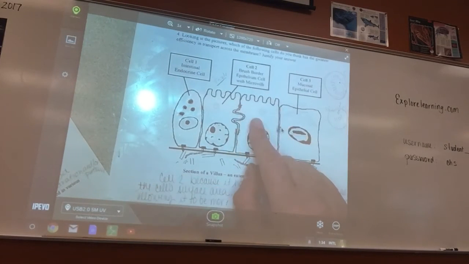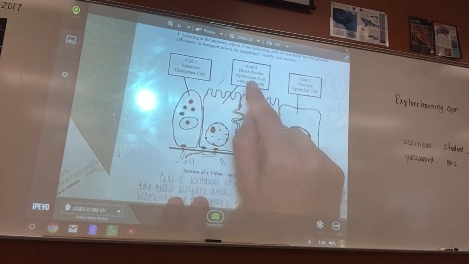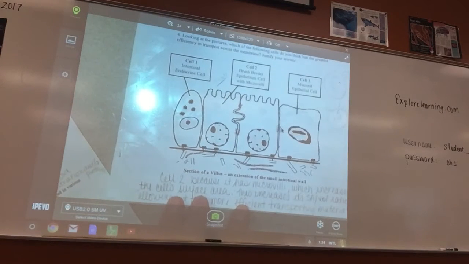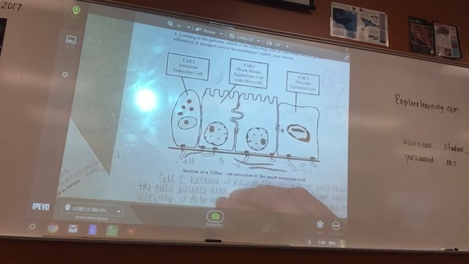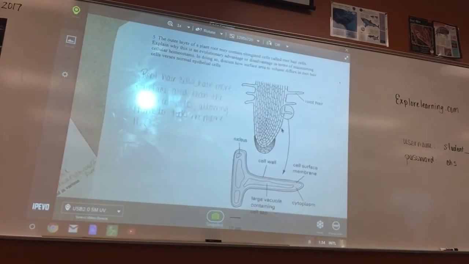It actually should be cell 2, because in cell 2 the cell membrane indents like this, they call it microvilli, which increases the surface area compared to the volume. So usually whenever you see that in a cell, it has a pretty high surface area to volume ratio. Cells that have microvilli like this are usually cells whose job is to get things into or out of the cell, either secrete things or take things in. So that's cell 2.